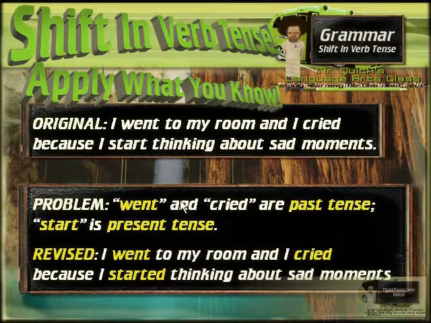I think probably the best way is to make everything past. We could make everything present. Let's see how that would sound. I go to my room and I cries. What? No, it wouldn't make sense in the present tense. But if we change things around in the sentence, maybe.